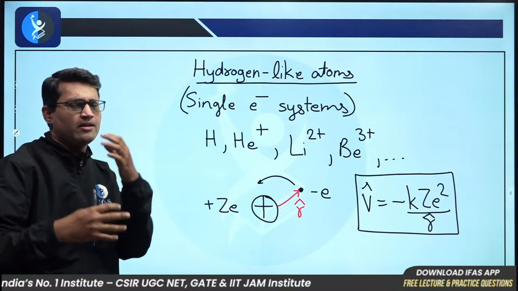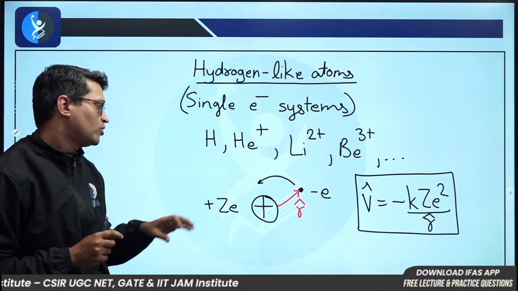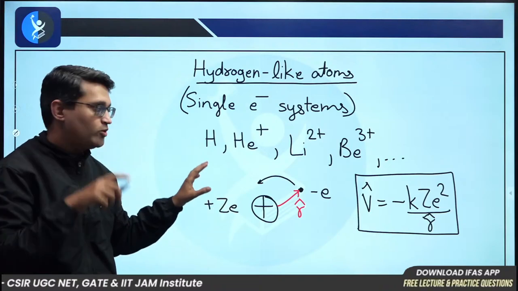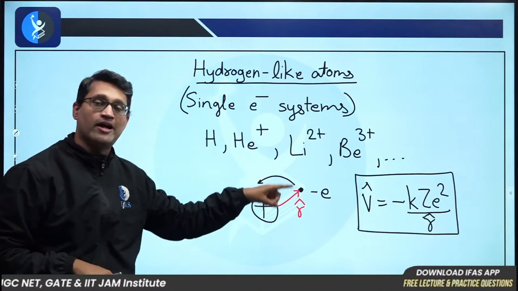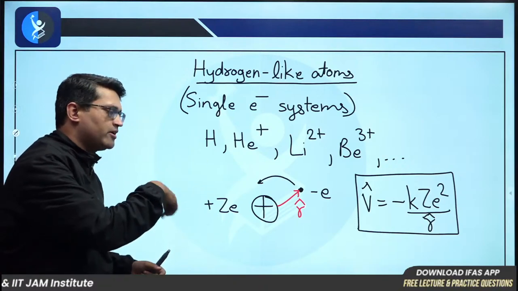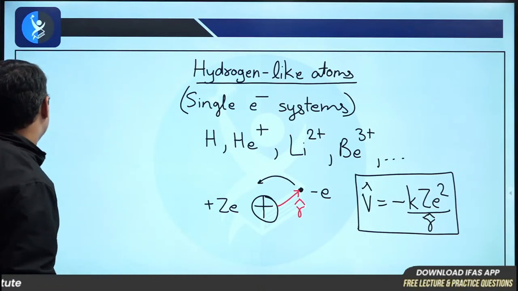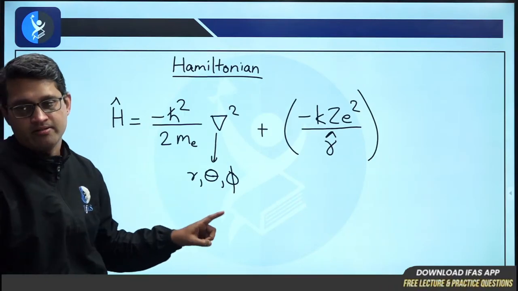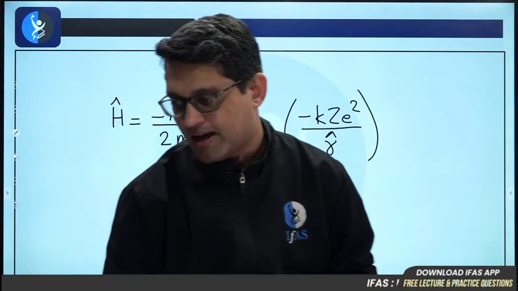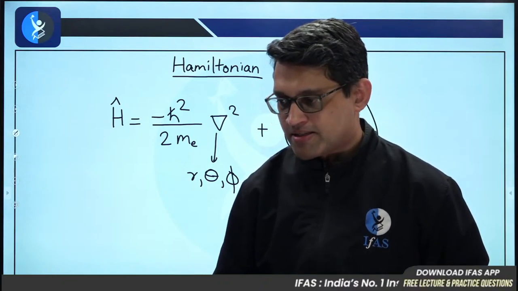Okay, electrons can have any distance. Electrons can exist even at infinity. Technically the value of r can change, which is why there is r dependence. And of course, when it rotates, theta and phi are also going to change, which is why the Hamiltonian has all three dependencies: r, theta and phi. Okay, if reduced mass is high, then what effect?